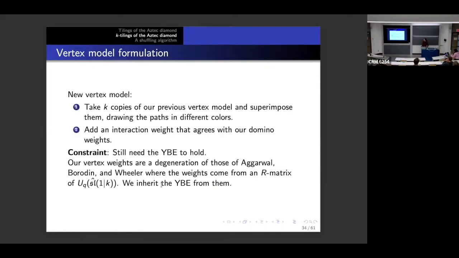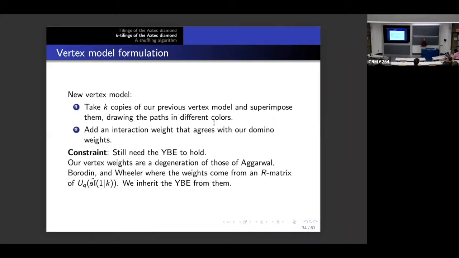Okay, so now we're going to formulate this in terms of a vertex model and then use the Yang-Baxter equation to compute the partition function. The way it works is almost exactly how it worked for the normal Aztec diamond, so I'm not going to give every single detail. But now we're going to have K copies of our previous vertex models. We're going to superimpose them, but draw them in different colors. They're going to have some interaction weight that corresponds to the interaction between our dominoes, and we want the Yang-Baxter equation to still hold.